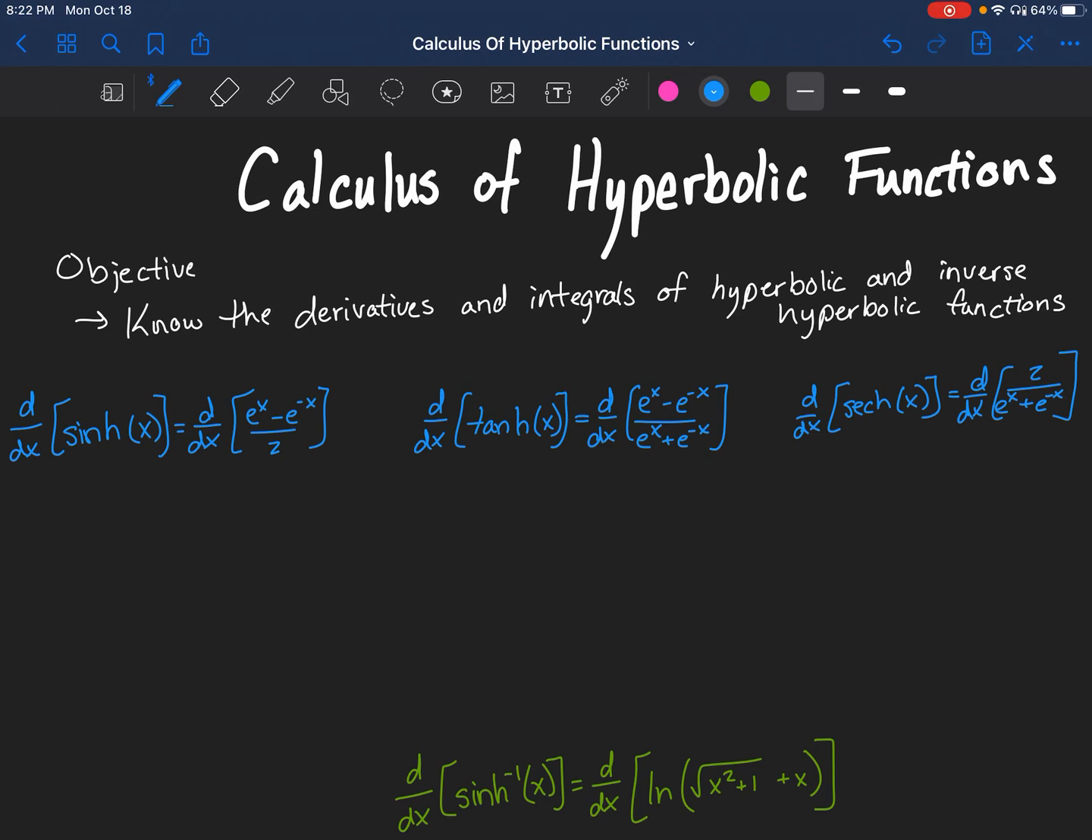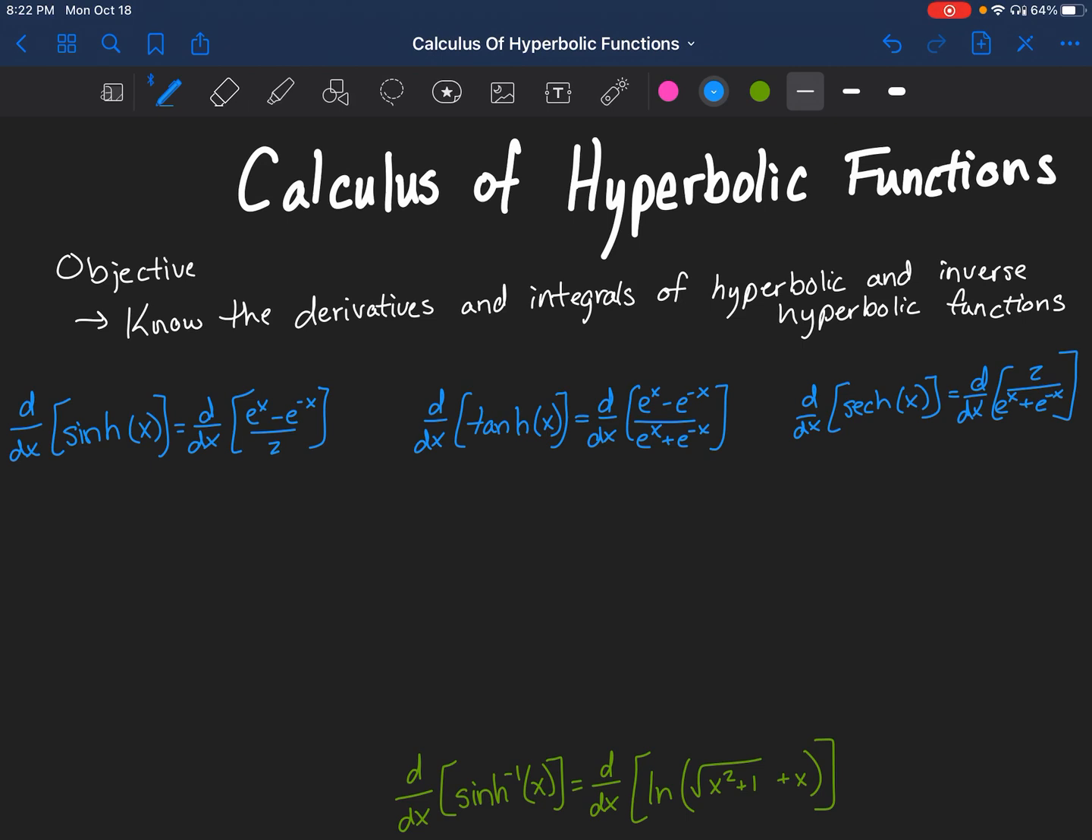I'm not going to go over how to take the derivative of all of these, mostly because they follow very similar rules to regular trig functions. The only thing you have to watch out for is when the sign changes. Other than that, it's pretty much just doing regular trig functions.